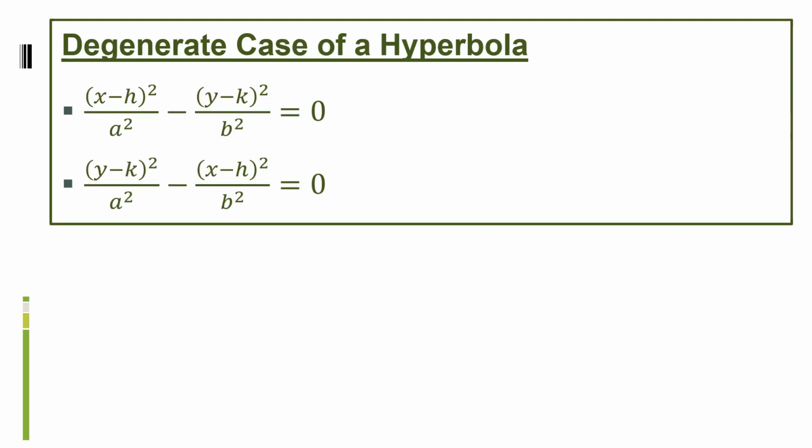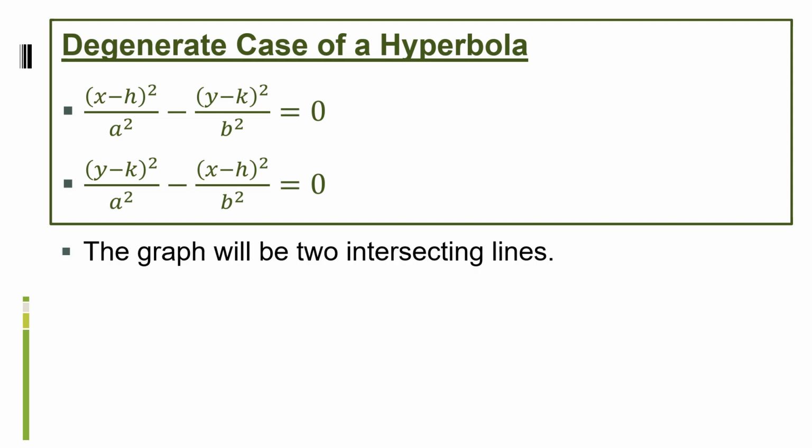And finally, the degenerated case of a hyperbola. Again, doon sa ating hyperbola, this is equal to 1. However, if this becomes equal to 0, this is now a degenerated case of a hyperbola. And the graph of this will be two intersecting lines.